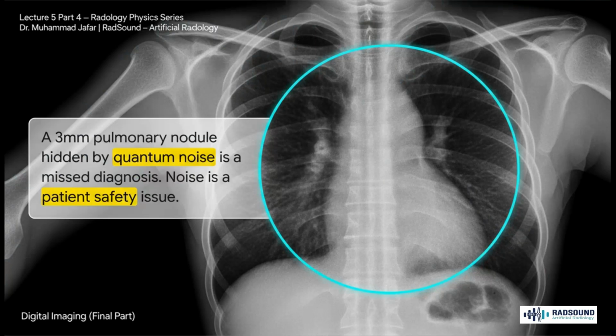And let's be absolutely clear about what's at stake here. This is not just some academic concept for physicists. When an image is so grainy, what we call quantum mottle, that it hides a tiny 3mm lung nodule, that's a misdiagnosis. That means noise is a fundamental patient safety issue. It's the invisible enemy we're always fighting.